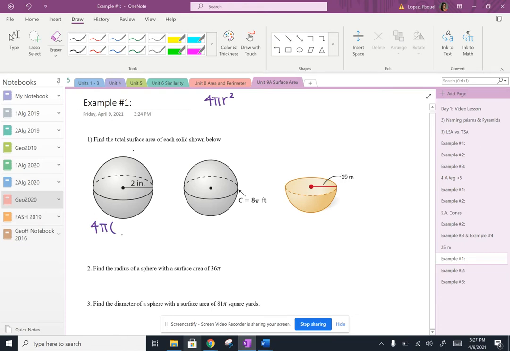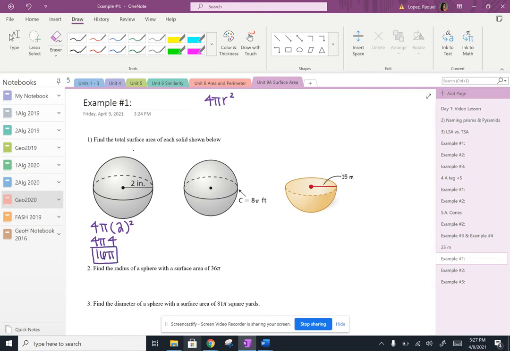So 4 pi, and then the radius, they tell me, is 2. And then we can just do some algebra. So 2 squared is 4. So I have 4 pi times 4. So the total surface area of this sphere is 16 pi.